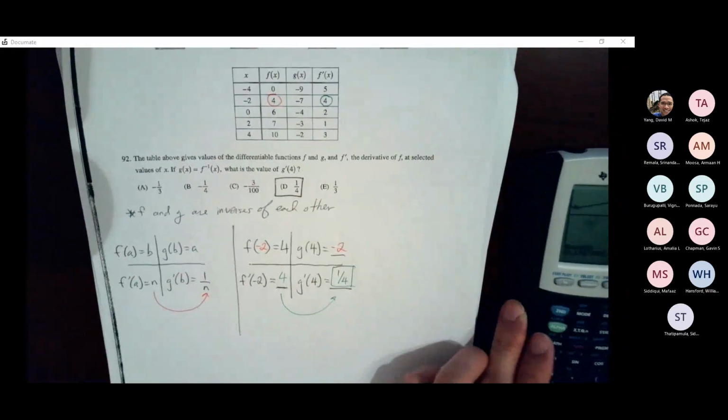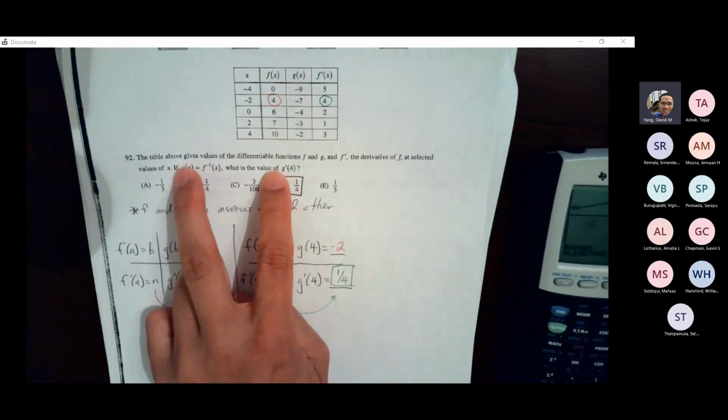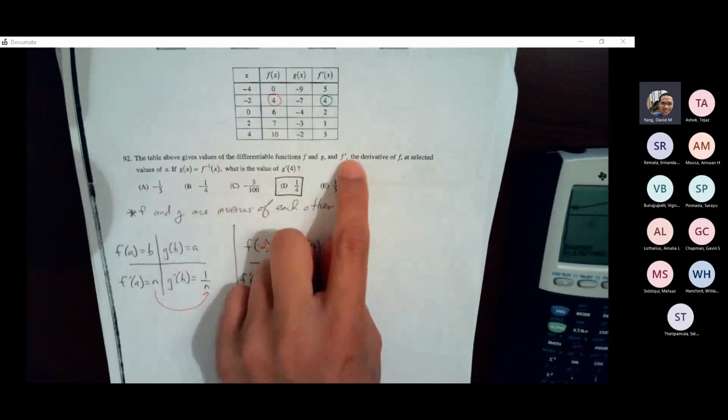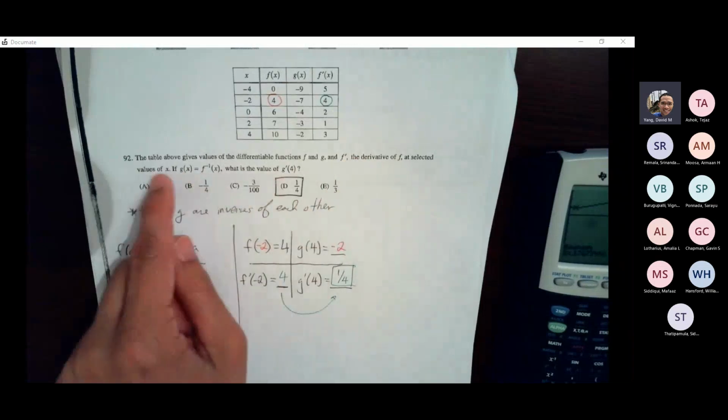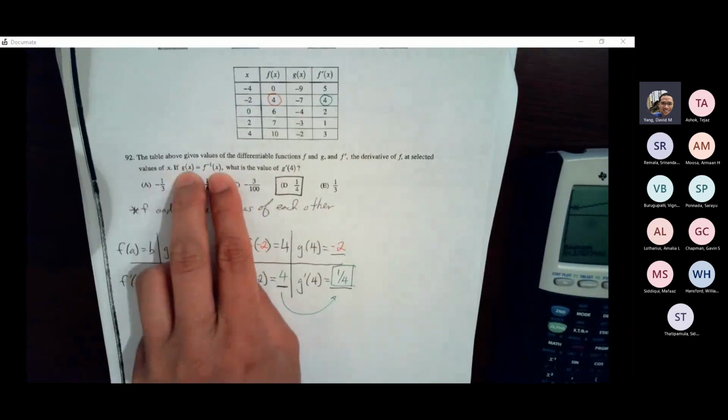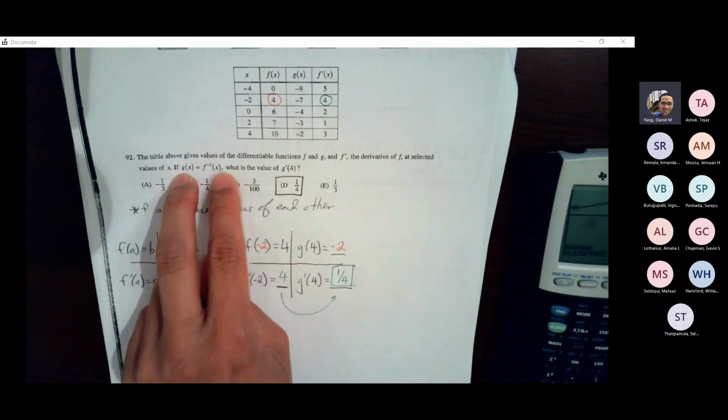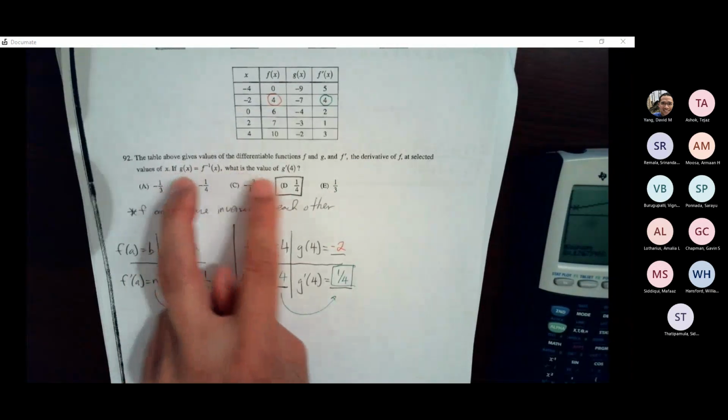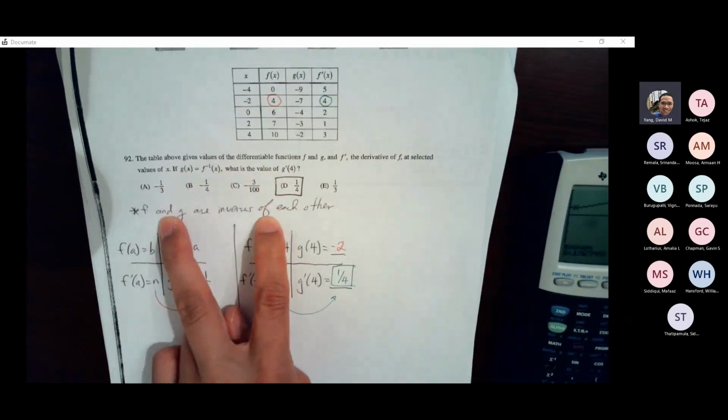All right, finally, number 92. The table above gives values of the differentiable functions f and g, and f prime, the derivative of f, at selected values of x. g and f are inverses of each other. What's the value of g prime of 4?